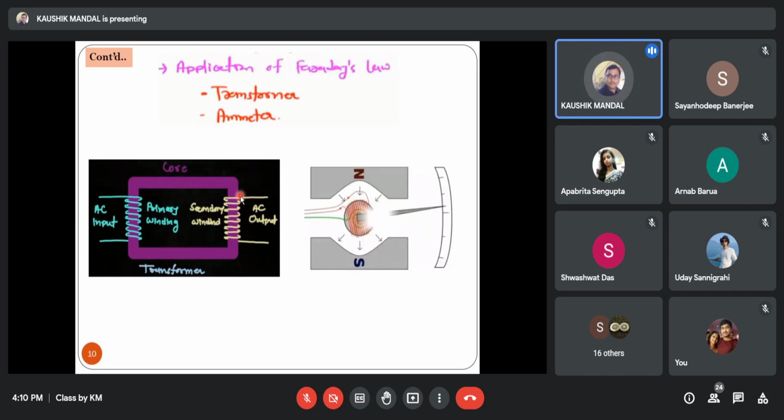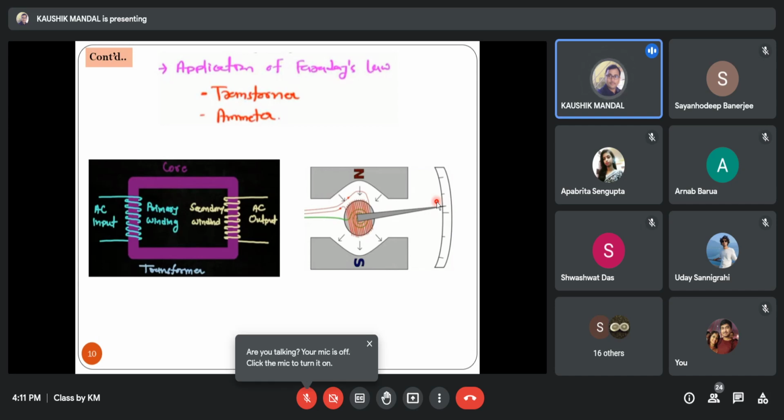Similarly, in an ammeter there is a coil, and when you apply some current, due to the induced current the indicator of the galvanometer or ammeter will deflect. All these things are basically applications of Faraday's law, which describes that if there is a change in magnetic flux, that will induce an electric current.